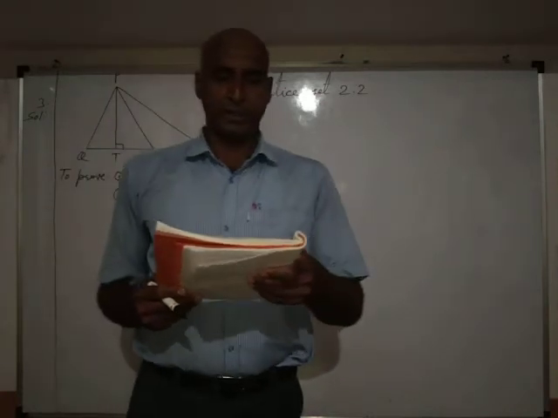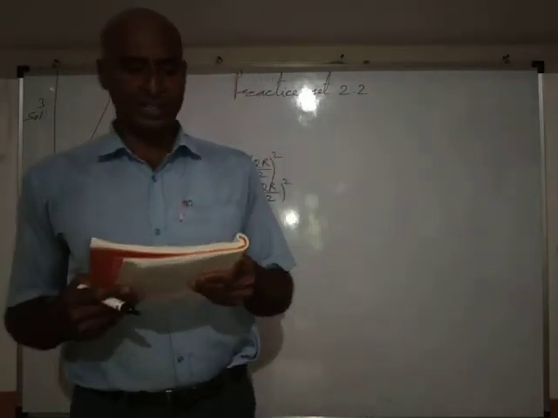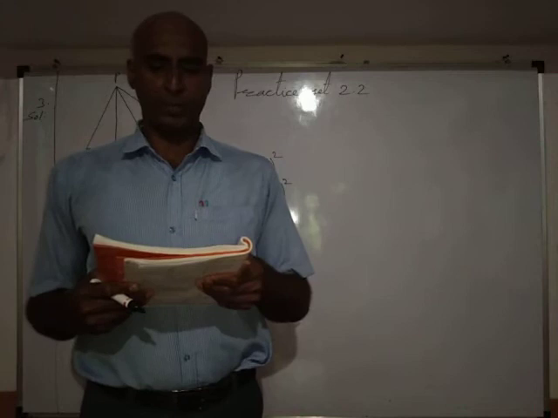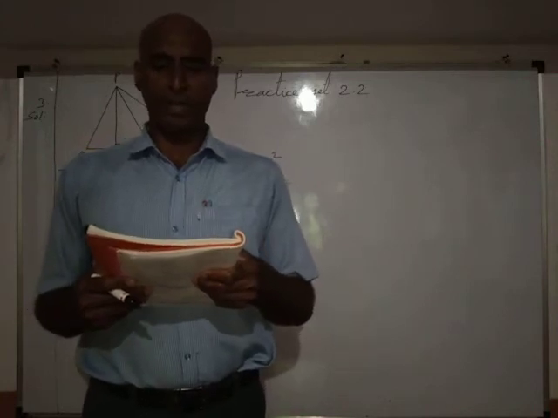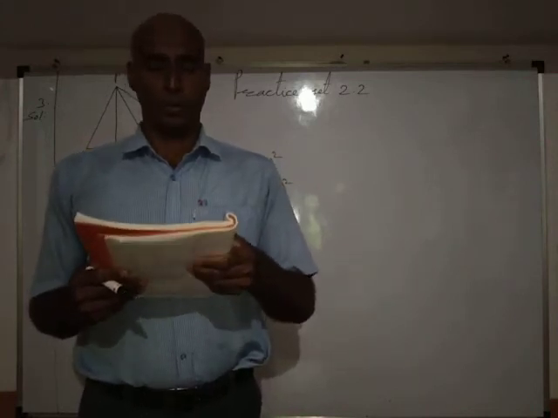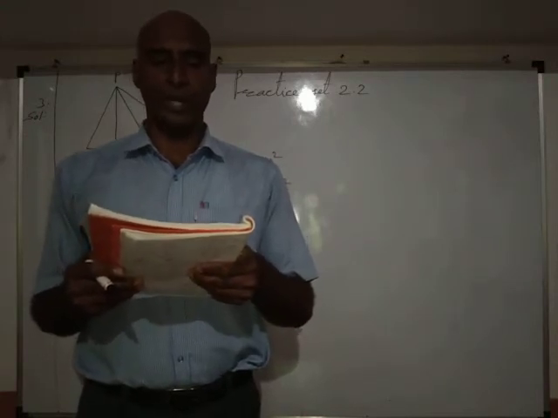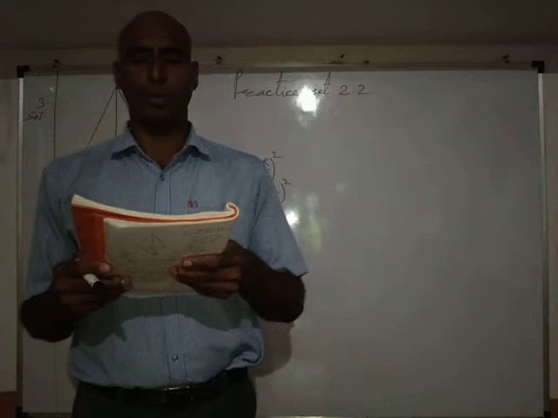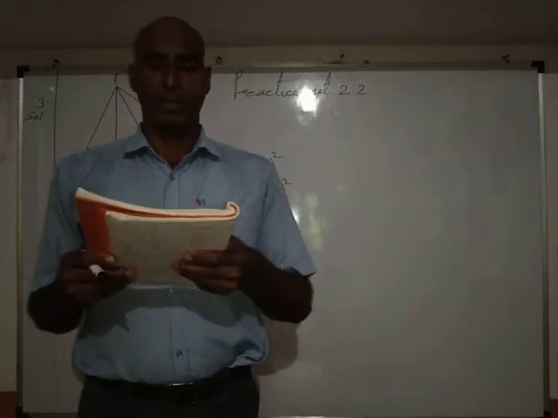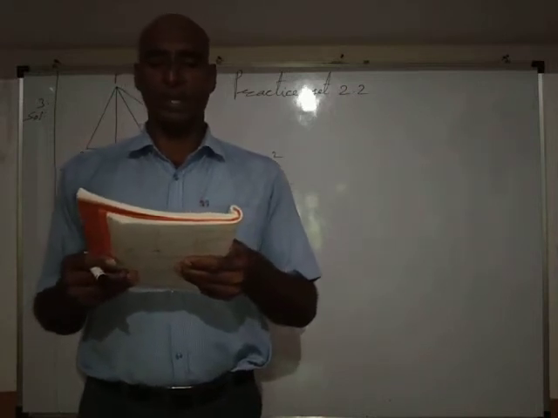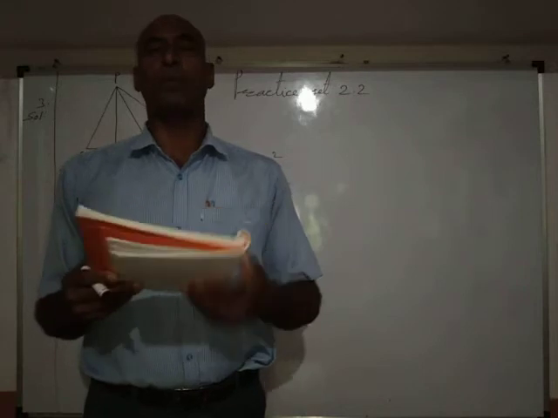Question third. In the figure, seg PS is the median of triangle PQR and PT is perpendicular to QR. Prove that PR square equals PS square plus QR into ST plus (QR upon 2) whole square. PQ square equals PS square minus QR into ST plus (QR upon 2) whole square.